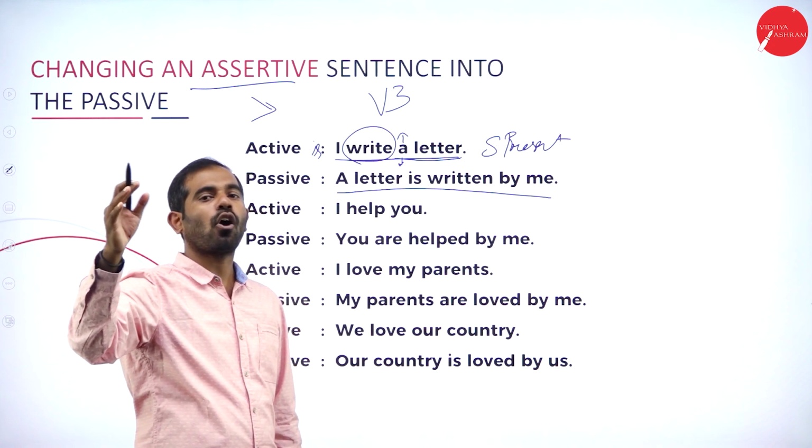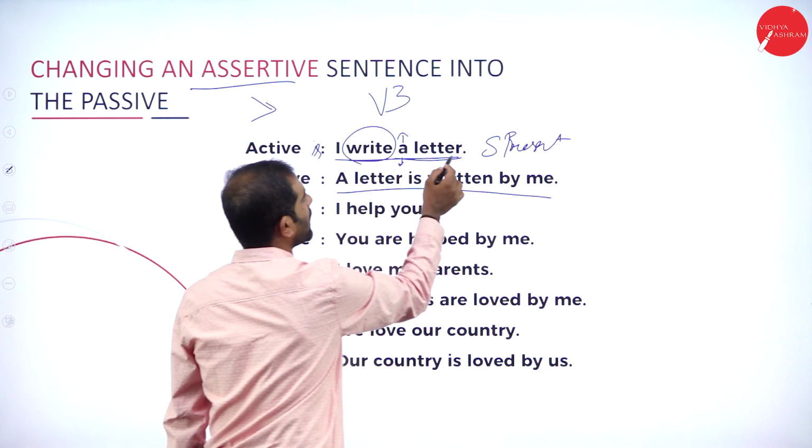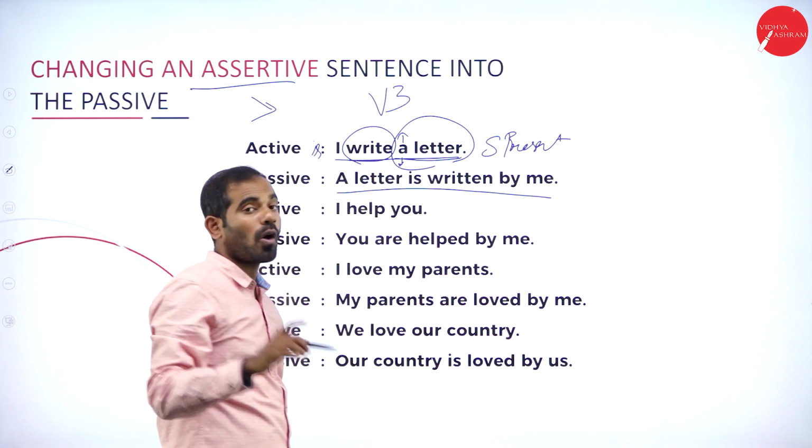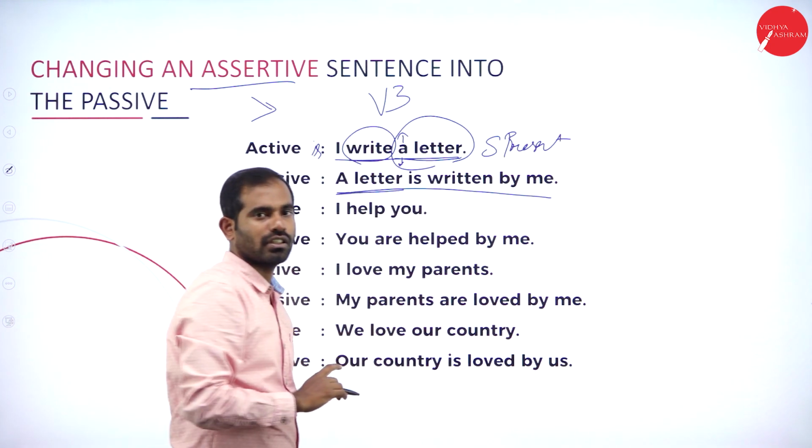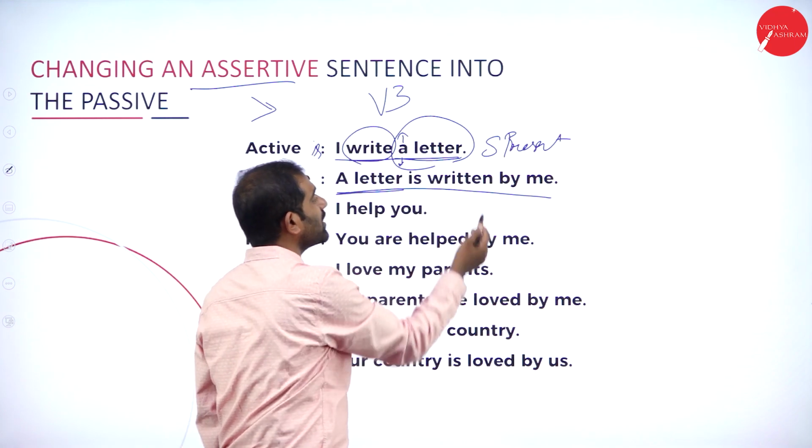This is a simple rule. First thing, what happens is the object becomes the subject. What is the object here? Object will become subject first. A letter is the object. Write it. Now a letter written by me, wrong.